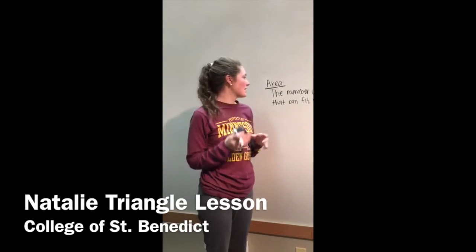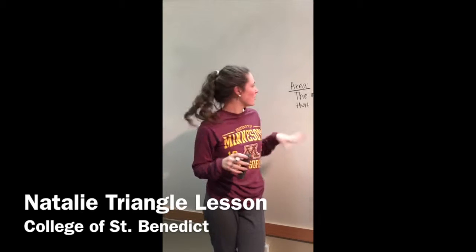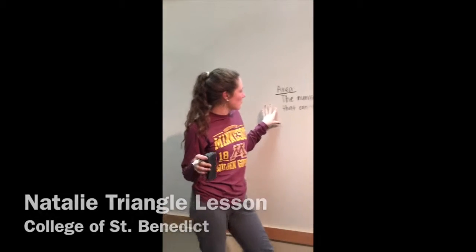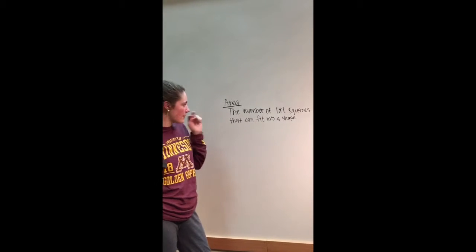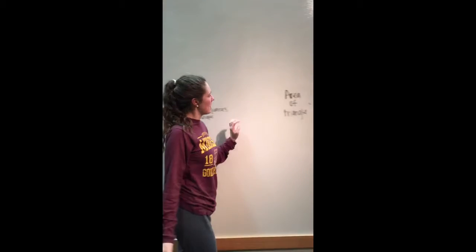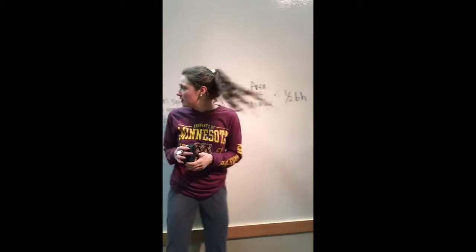So today we will be talking about area, and we're specifically going to be talking about the area of a triangle. So the area, as I have up here on the board, is the number of 1 by 1 squares that can fit into a shape. And today we'll be proving that the area of a triangle is 1/2 base times height.